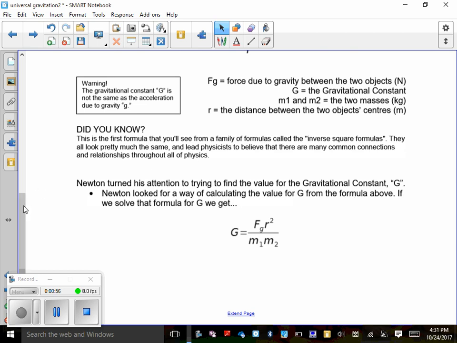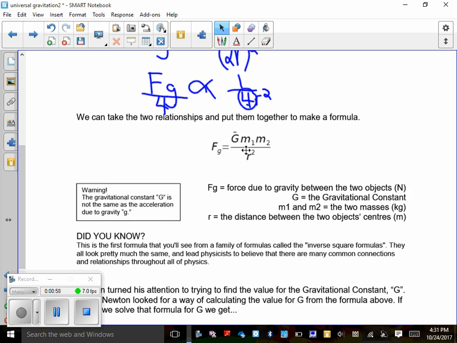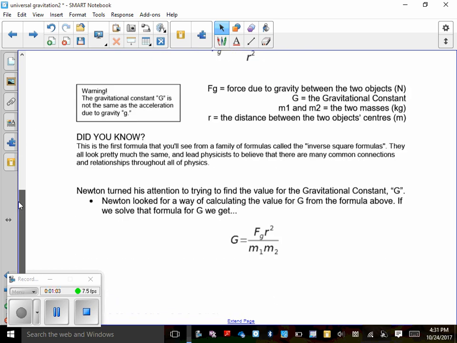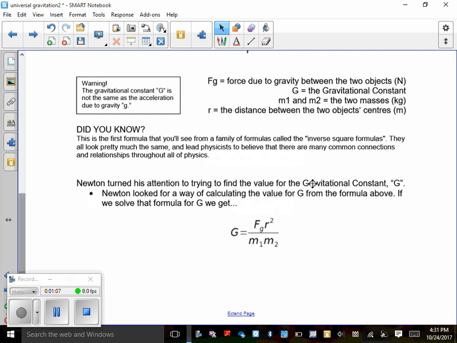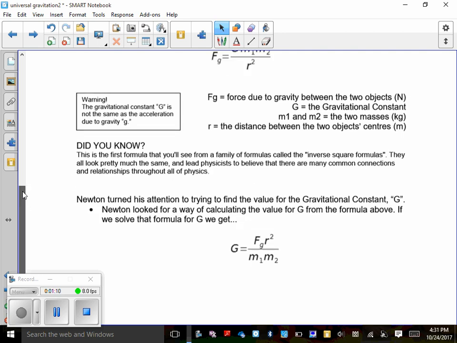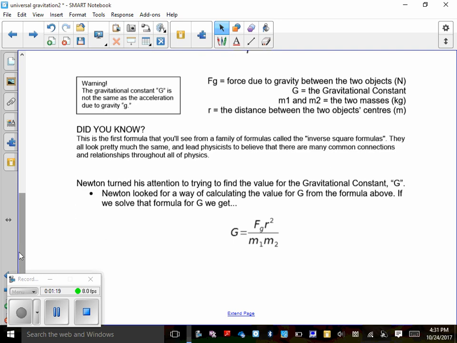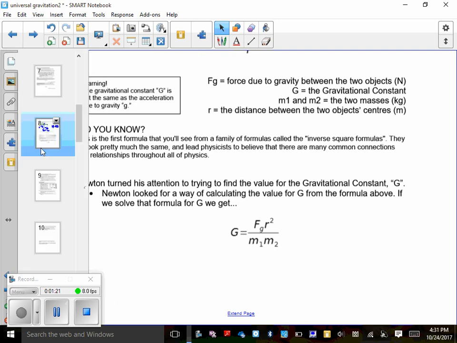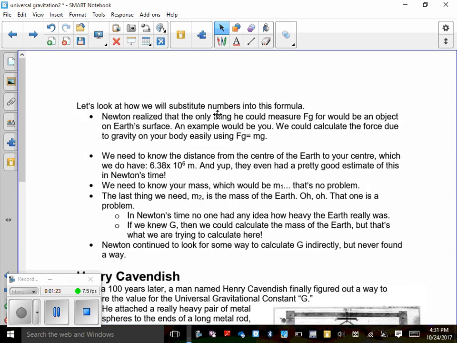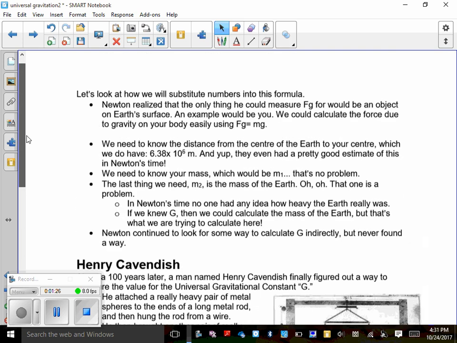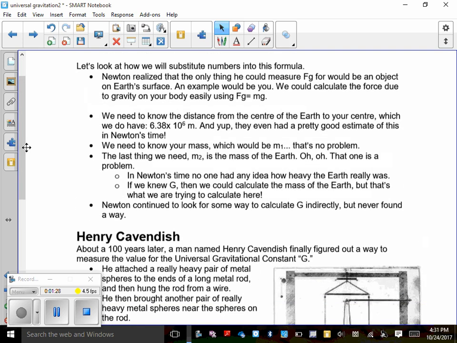It talks a little bit about how this is an inverse square formula, which we will see in other places. And so if you ever see an inverse square formula, it's related. Okay, now we could take this formula we just found, and if we solve for big G, if we wanted to get big G all by itself, this is what that formula would look like. So just rearranging formulas, and how we're going to put numbers into the formula.